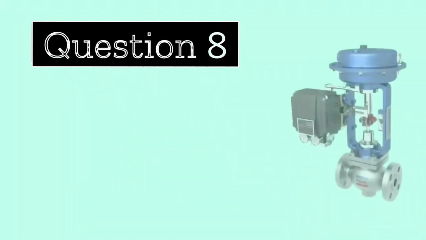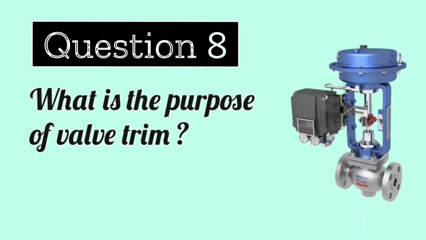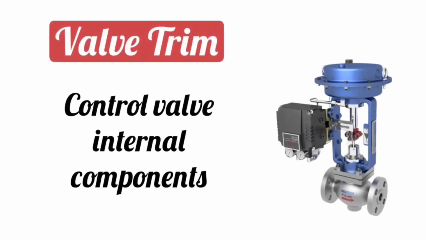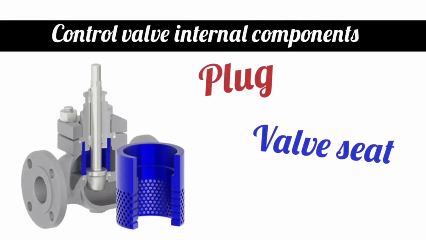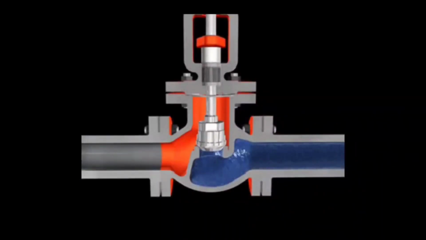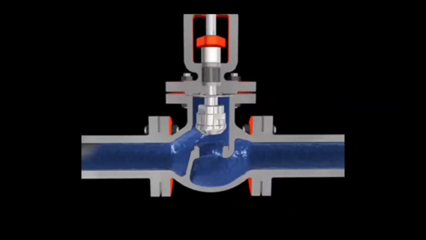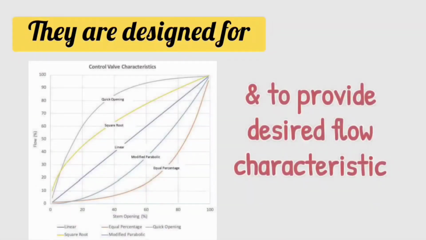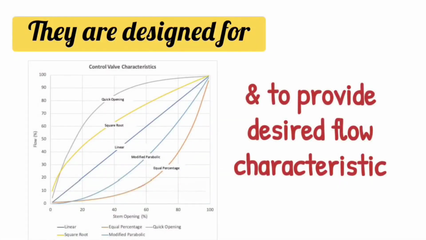Let's take the next question. What is the purpose of valve trim? Trim means to reduce or cut. Valve trim are the internal components of the control valve, which contain the plug, valve seat, and other parts that come in contact with the fluid. Valve trim is used to reduce the fluid flow passing through the control valve. They are designed to control flow through the valve and to provide the desired flow characteristic.